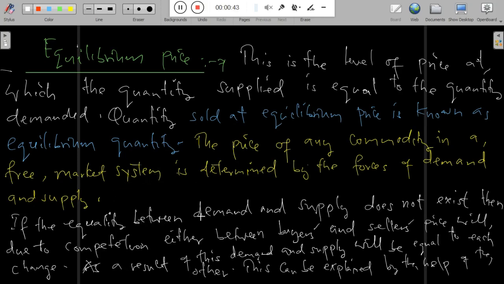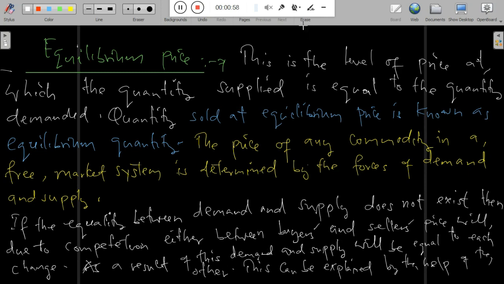Equilibrium price. This is the level of price at which the quantity supplied is equal to the quantity demanded. The quantity sold at the equilibrium price is known as the equilibrium quantity. The price of any commodity in the free market system is determined by the forces of demand and supply.